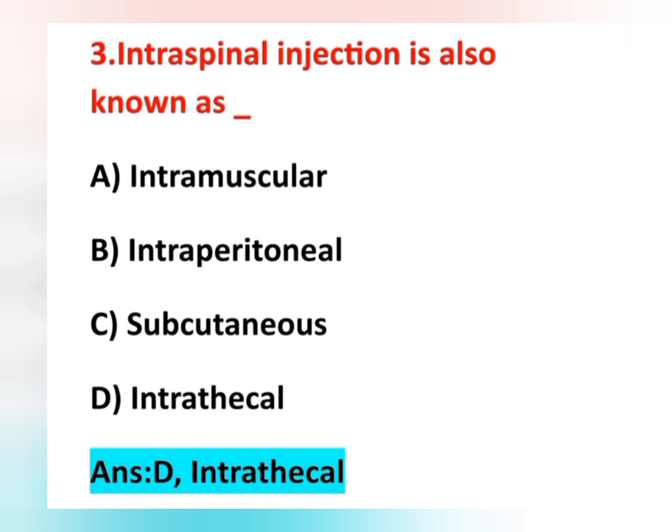In the remaining options, intramuscular means injections are given into the muscles. Intraperitoneal means injections are given into the peritoneal cavity. Subcutaneous injection means injections are given into the subcutaneous tissue. It is also known as hypodermic injection. In our question, spinal injection is also known as option D, intrathecal injection.